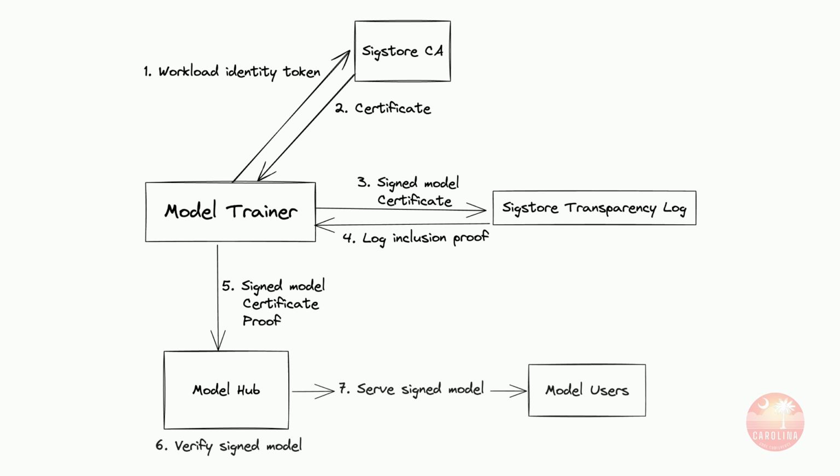Once I have the certificate and the inclusion proof in the transparency log, I can now sign the model and upload the model to the model hub. The model hub should verify the signature, and if the signature is valid, it can display a badge there saying this model has been verified. And now the users can take the model and serve it in their applications.